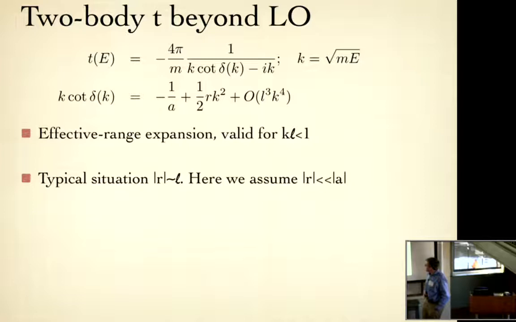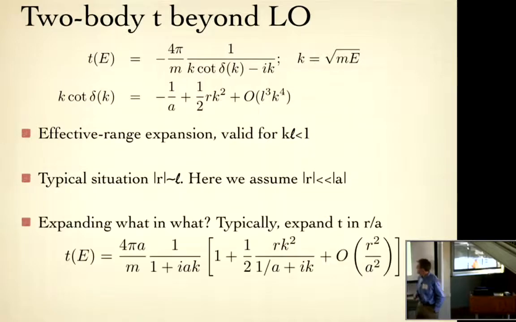Now, the typical situation in scattering problems, as I'm sure many of you know, is that this effective range is of order the underlying length scale of the potential. So for atom-atom collisions with a van der Waals short-range force, it will be of order the van der Waals scale. So I'm going to assume that this effective range is much smaller than the scattering length in absolute value.